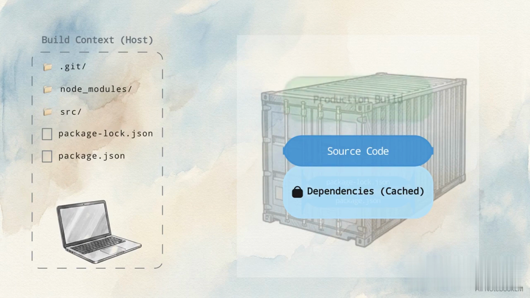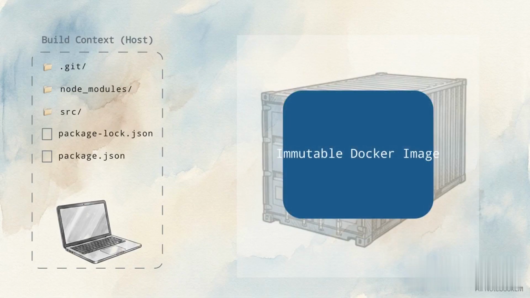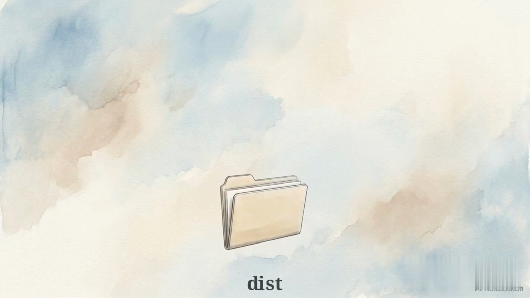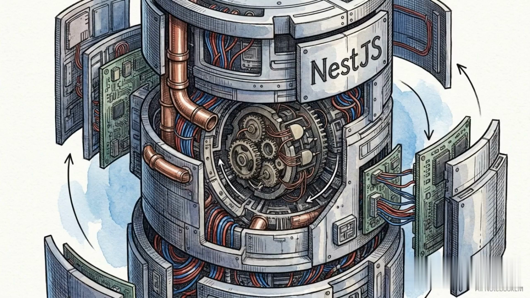Finally, we copy the remaining application code and run the NestJS production build. Finally, we define the startup instruction. We tell the container to run the main file located in the newly created dist directory to start the server. That precise sequence of commands turns a generic Linux image into a highly specialized, high-performance NestJS web server ready to receive traffic.